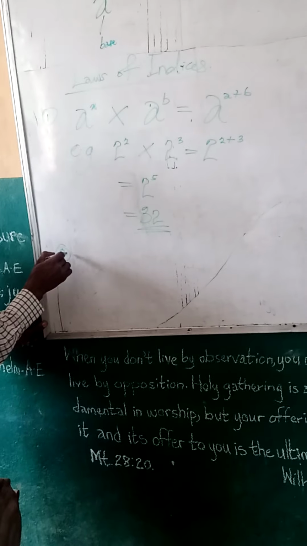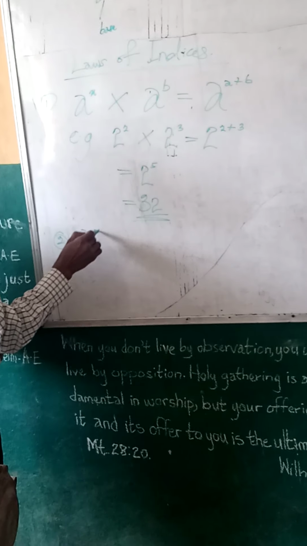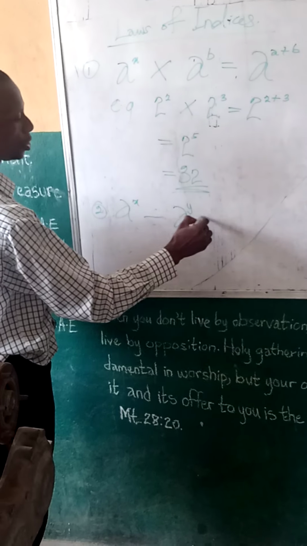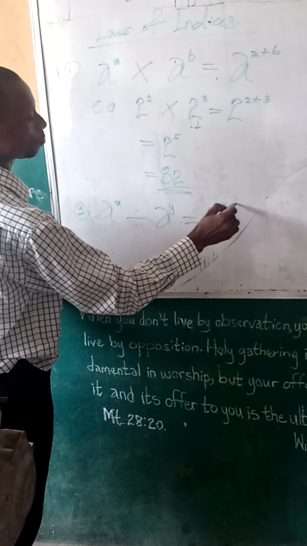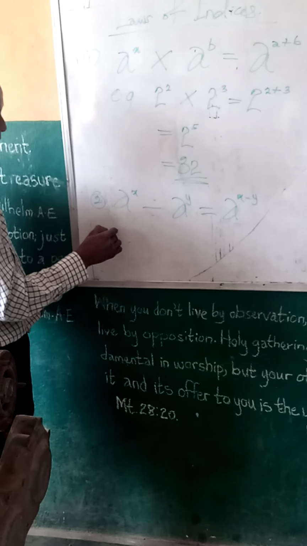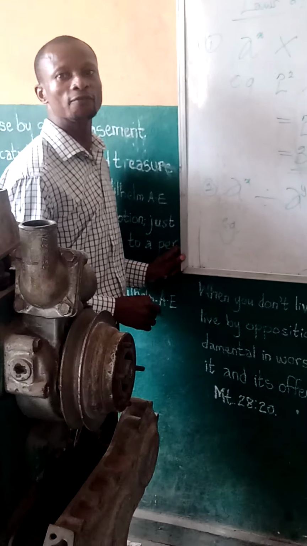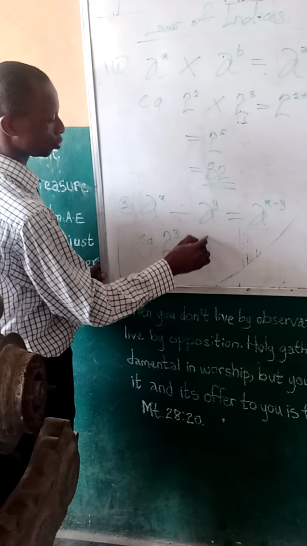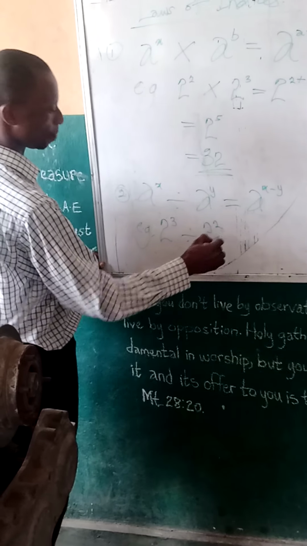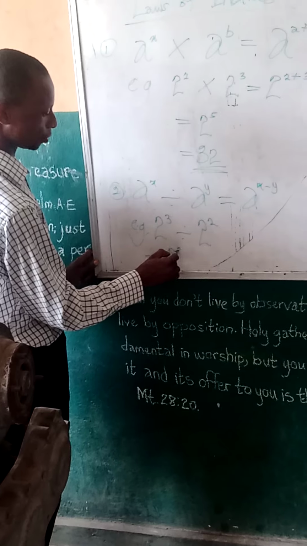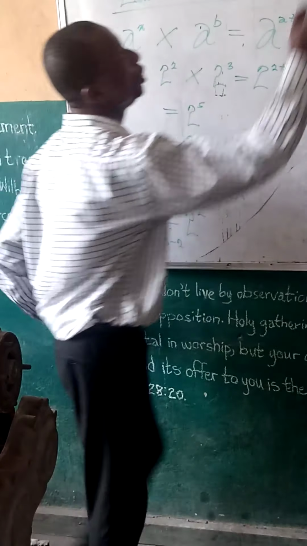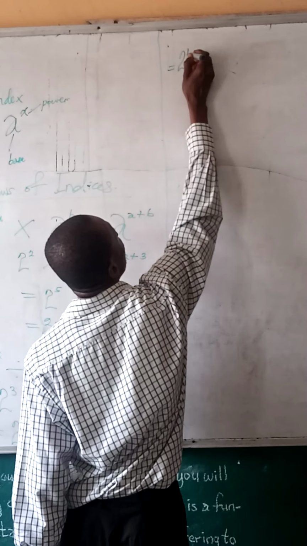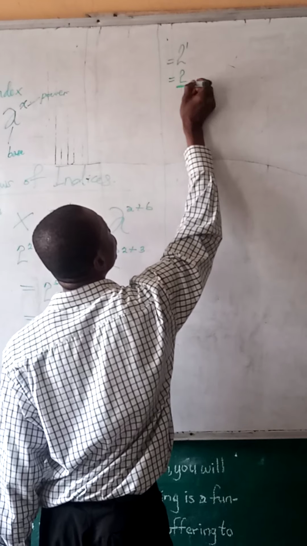The second law says, if you have a raised to the power x divided by a raised to the power y, it is equal to a raised to the power x minus y. For example, if I have 2 raised to the power 3 divided by 2 raised to the power 2, this implies 2 raised to the power 3 minus 2, which will yield 2 raised to the power 1, and 2 raised to the power 1 is the same thing as 2.